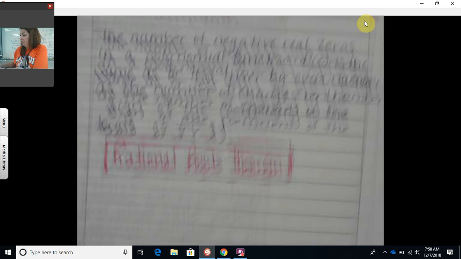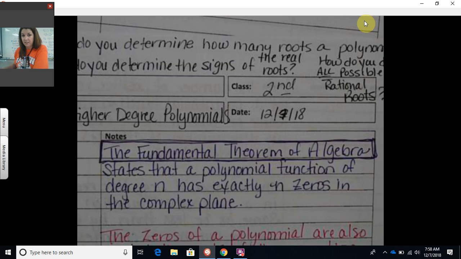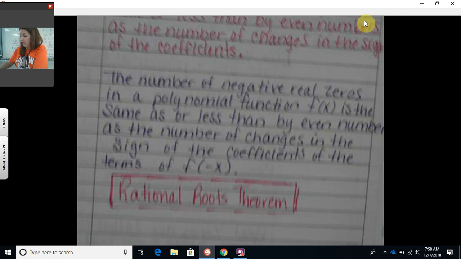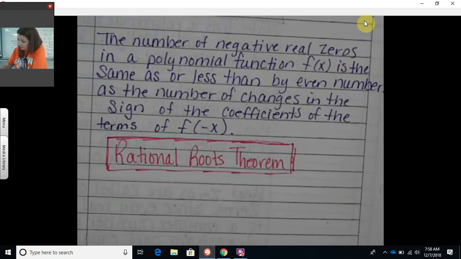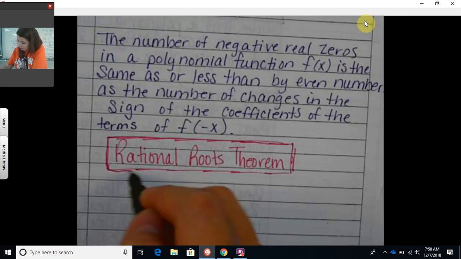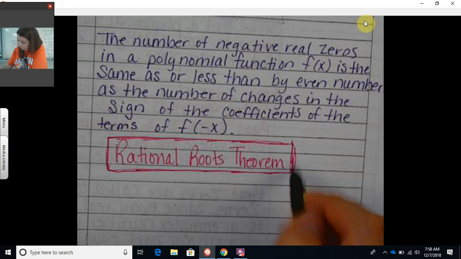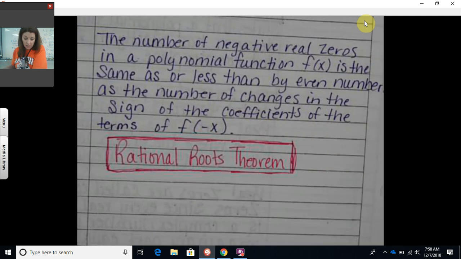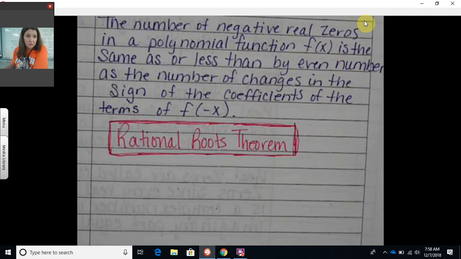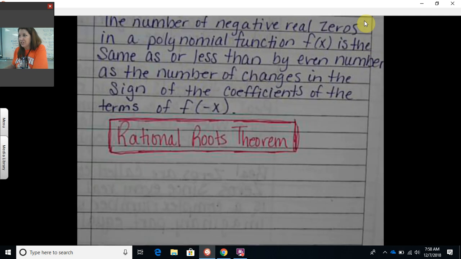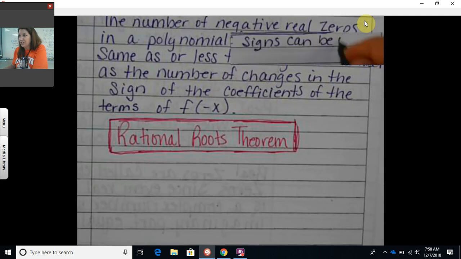I went back on the front, the fundamental theorem of algebra, and I put a box around that to make it stand out, because I have 3 different main topics in these notes. Okay, so the rational roots theorem is going to tell us what are all of our possible rational real roots.